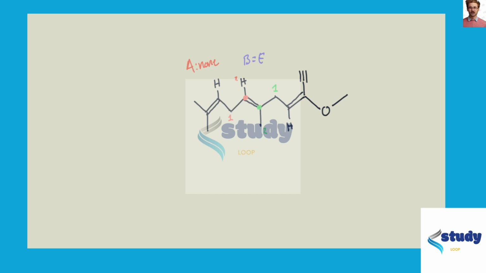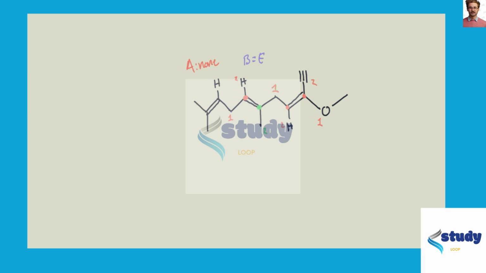And now let's look at C. One carbon at a time. What's the highest priority substituent on this side? We have a hydrogen, and then we have a carbon. Carbon is going to win, hydrogen second place. Now we look at this carbon. We've got oxygen versus carbon. Oxygen has a higher atomic number, so oxygen wins. This is number 1, and this is number 2.